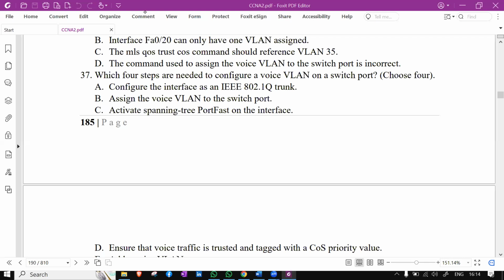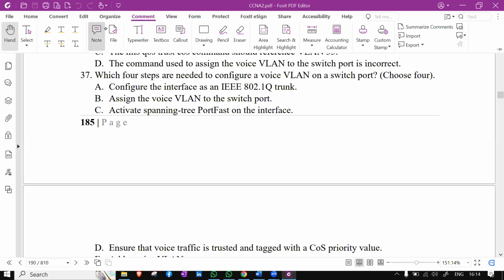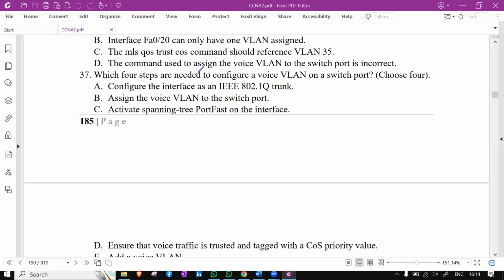This one I'll be going a bit quick because I think in the first session I did a lot of explaining, and it will be sort of repetitive. But for this one, to configure a voice VLAN, A, do we need a trunk? No, we don't need a trunk.